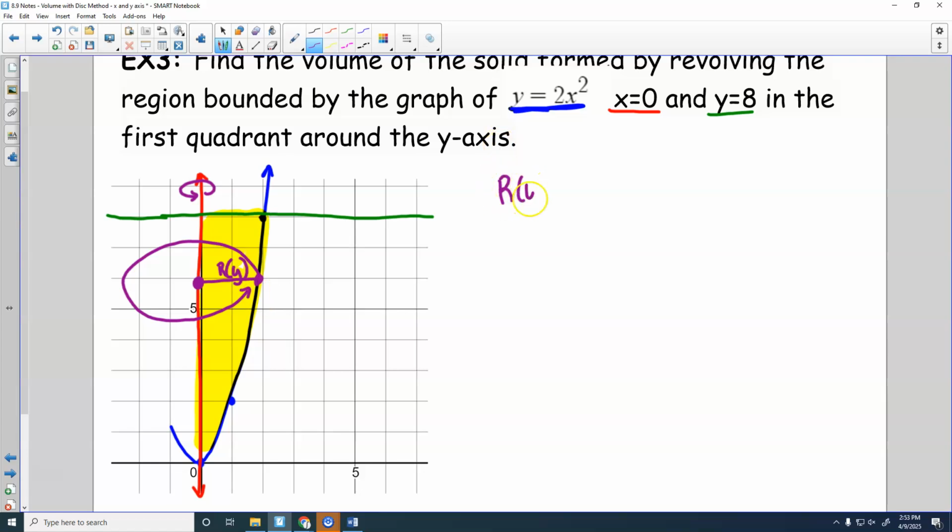So if we're doing this in terms of Y, I've got to switch this equation right here. I've got Y equals 2x squared. I can't use that because it is solved for the Y, and it's in terms of X. So I've got to divide by 2. So Y over 2 equals x squared, and I have to square root both sides.